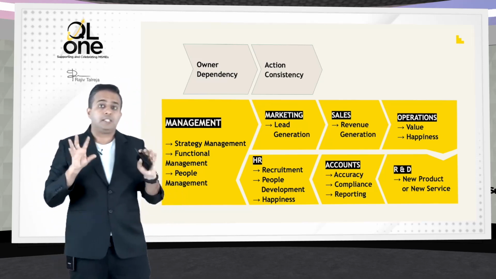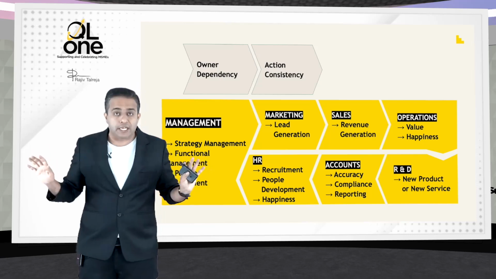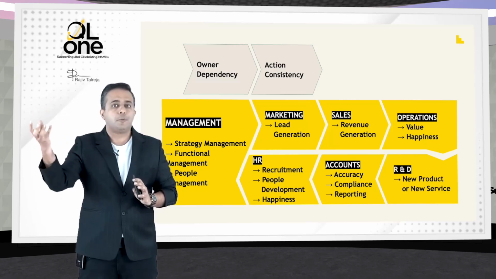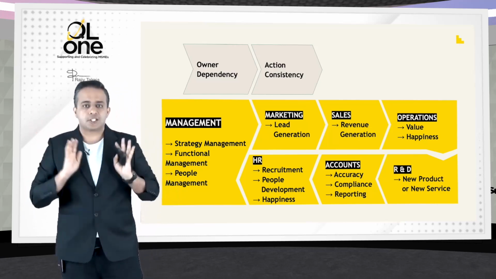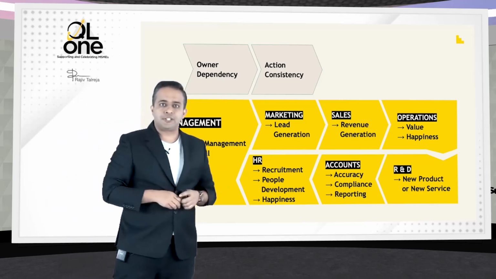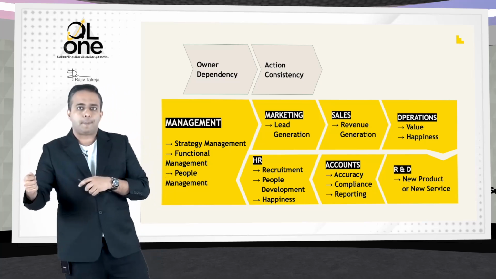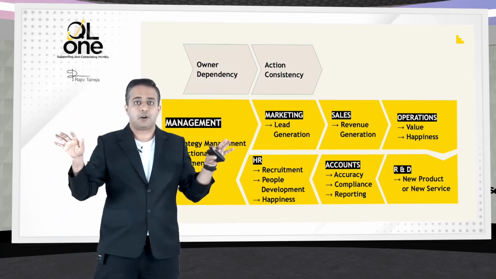Is R&D happening on a timely basis? R&D doesn't have to happen every day. If it's happening once in 6 months or once in a year where you're launching a new product or service, that's good enough. That's consistent enough. Is accounts happening consistently on a weekly and a monthly basis? Is data being captured? Are reports being prepared and presented? Is compliance being taken care of on a timely basis?